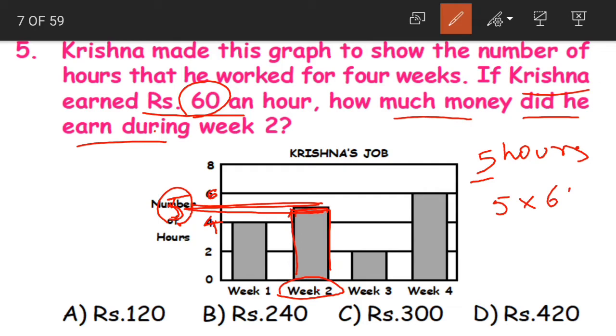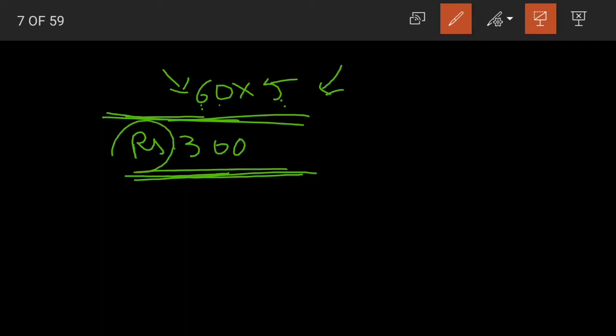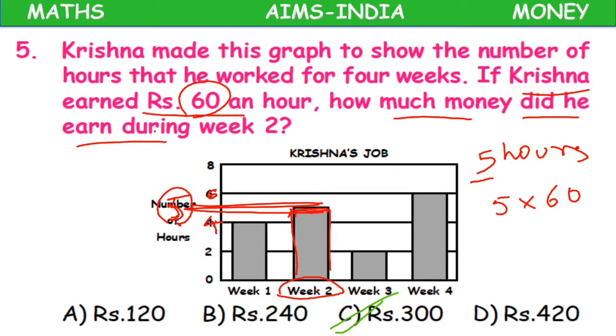5 into 60 rupees. Yes, 60 rupees into 5. That is the amount that he earns per hour into the number of hours he has worked. 5 zeros are 0, 5 sixes are 30. And remember to present the answer in rupees. Yes children, we are dealing with money here, so it is important that we write the answer in rupees. Our answer here is 300 rupees. Option C. How did we get it? The number of hours multiplied by the money earned per hour.